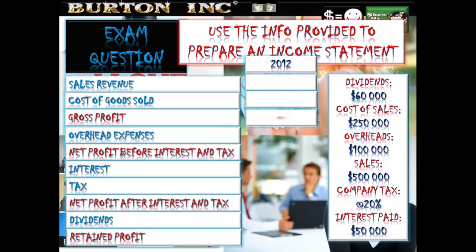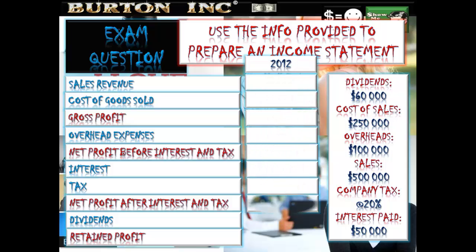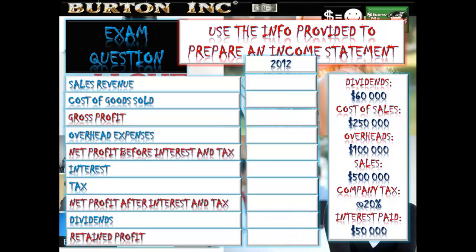Now we know it's 2012 and we know that we need to put some figures. Sales revenue is given at 500k, just plug it in. Cost of goods sold, information is given there. Cost of sales, they're trying to disguise it a little bit, 250k.